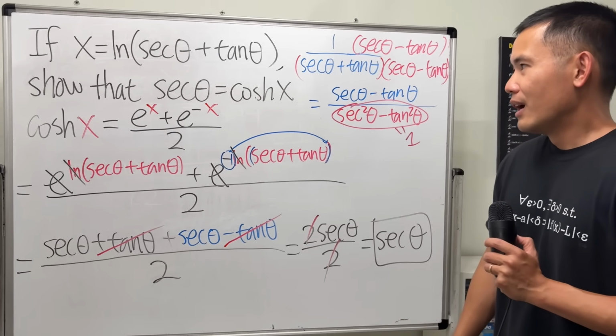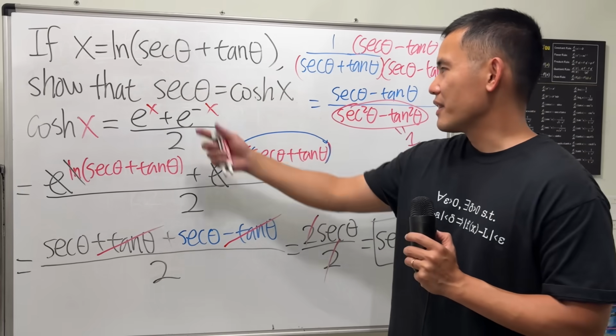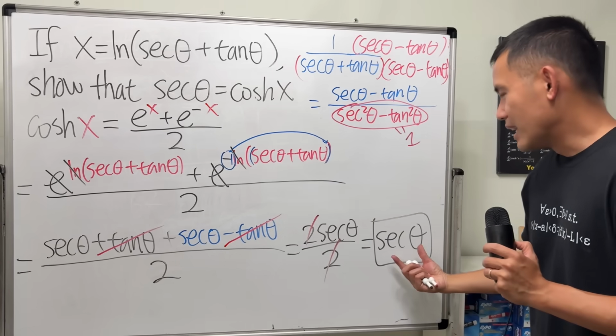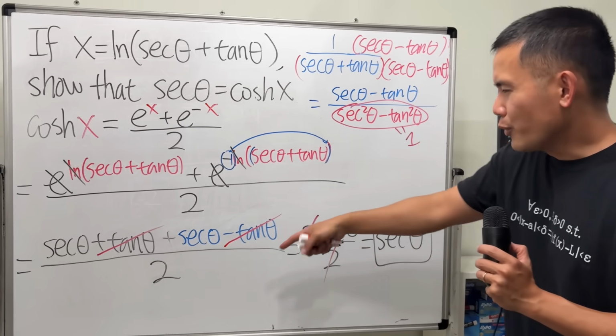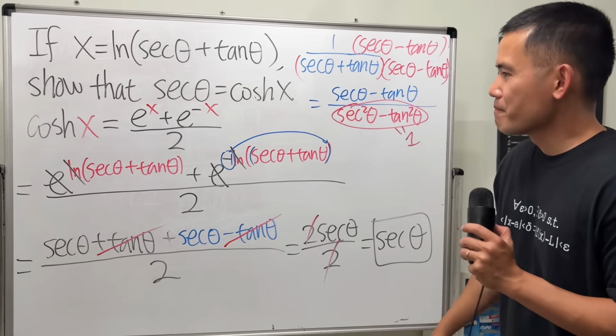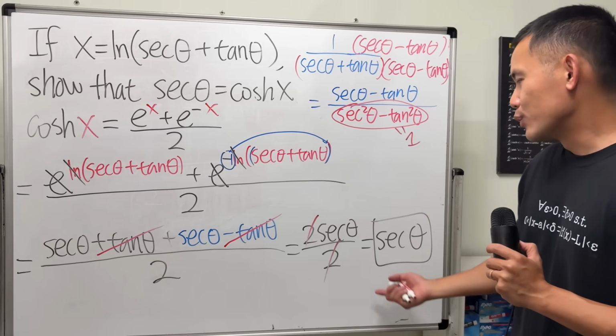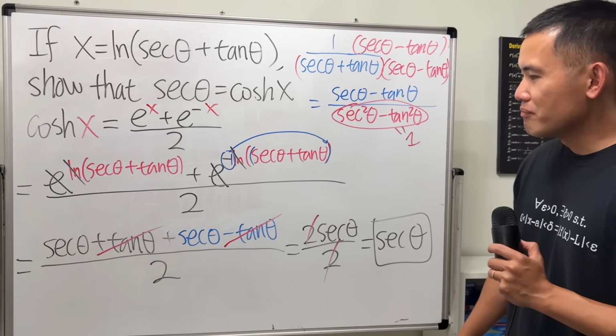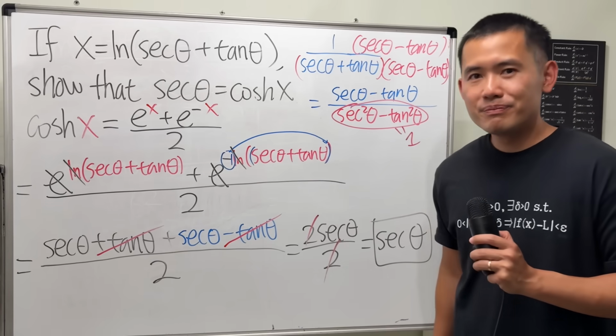Truth be told though, if you want me to go from secant theta to cosh x, if you want to go backwards like this, yeah, I wouldn't be able to do it. Yeah, I think this works.